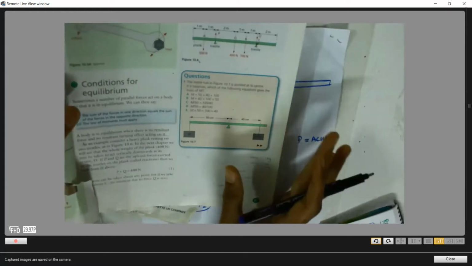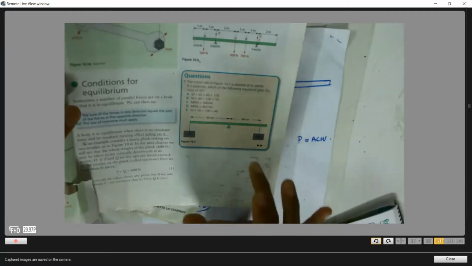Have you guys done the book question? Should I skip it and start the worksheet, or should I do this? Ma'am, I have done. I think, Miss, we can do the worksheet questions.